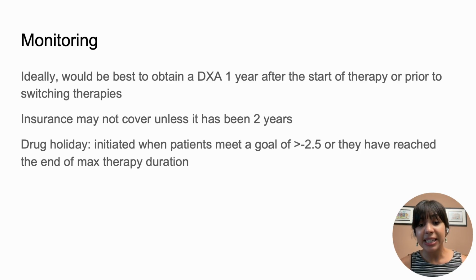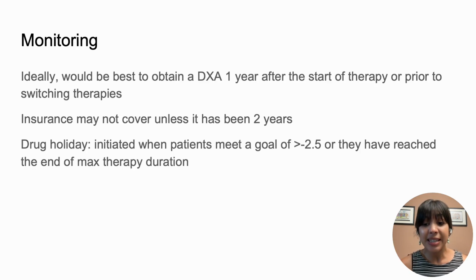So monitoring, ideally, it would be best to obtain a DEXA a year after the start of therapy or prior to switching therapies. However, insurance, especially Medicare, may not cover it unless it's been 2 years. So it's important for patients to check with insurance. And again, if there's a big issue with getting it annually, 2 years might be your best bet with coverage.